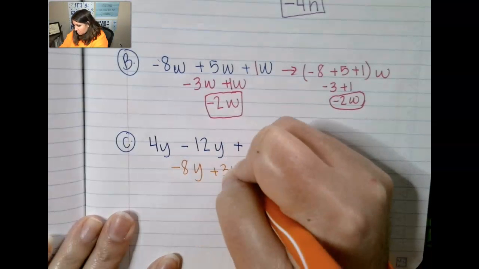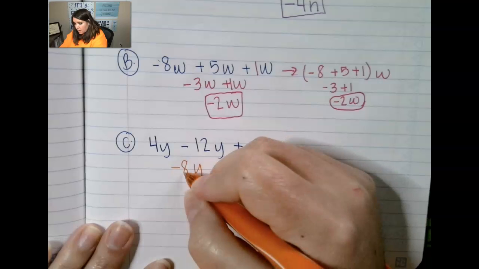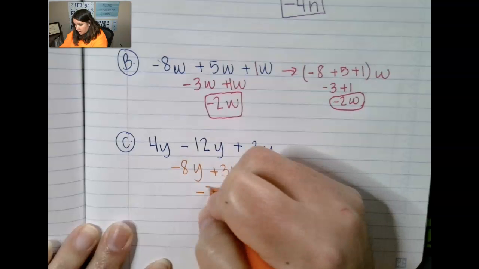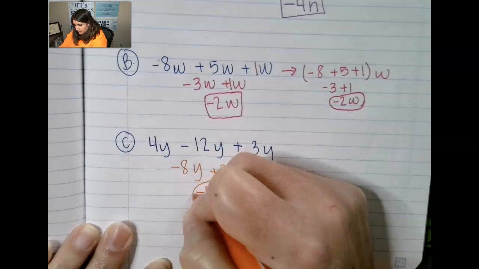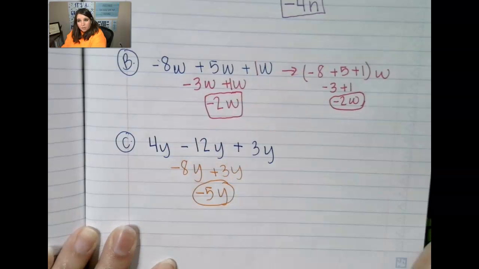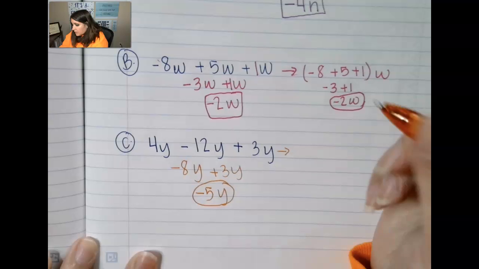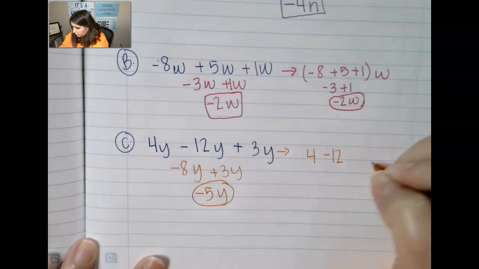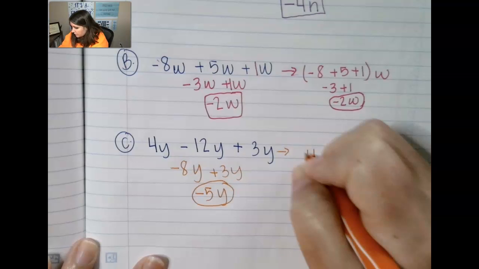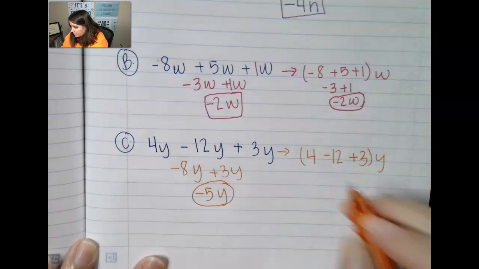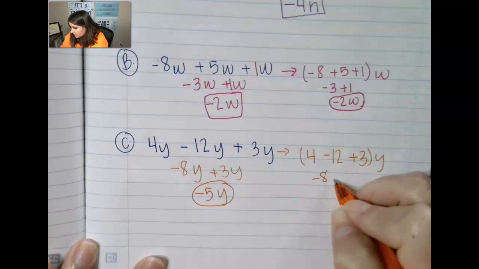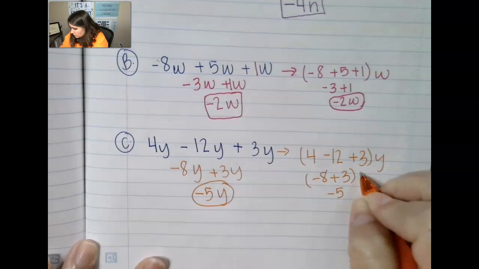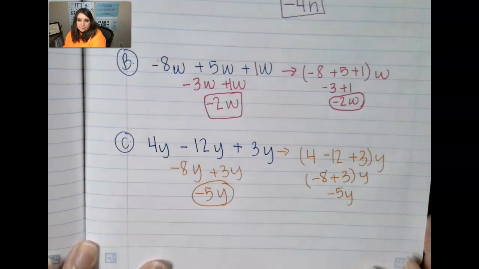And I got to drop down the 3y. So I owe somebody 8 y's, but I pay them 3 y's. So I only owe 5 y's. Again, I'm combining together all the things that are the same. I could have also looked at this and said 4 minus 12 plus 3, and then multiplied that by y. 4 minus 12 is negative 8, plus 3 is negative 5, and then just put the y.